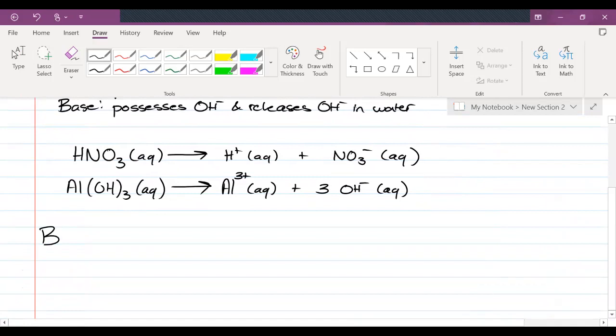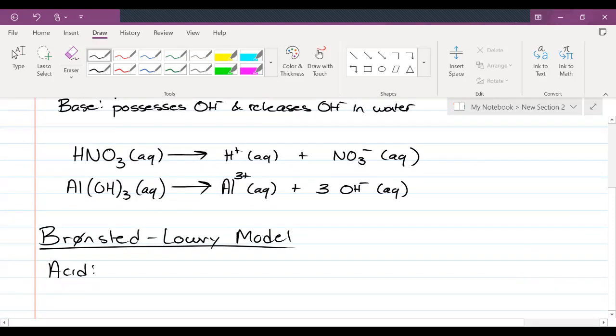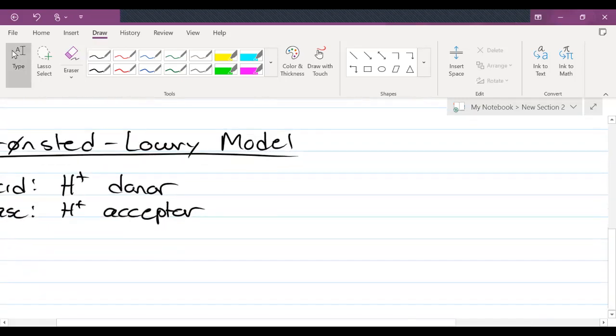Okay, and the other model that we did yesterday was called the Bronsted-Lowry model. This states that an acid is a what? Anybody recall? Anyone at all? Is it a hydrogen ion donor or a hydrogen ion acceptor? It's a hydrogen ion donor. A base is a hydrogen ion acceptor. So let's do a couple examples, and this is going to get us into conjugates today.